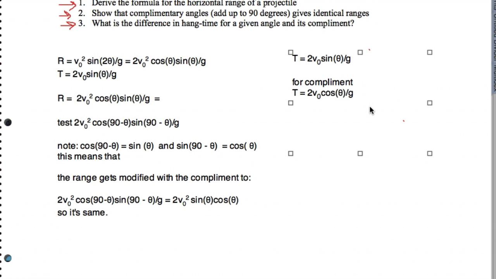And so the difference in the hang time is going to be the following: 2v0 times sine theta minus cosine of theta, divided by g. So that is, in fact, our answer.